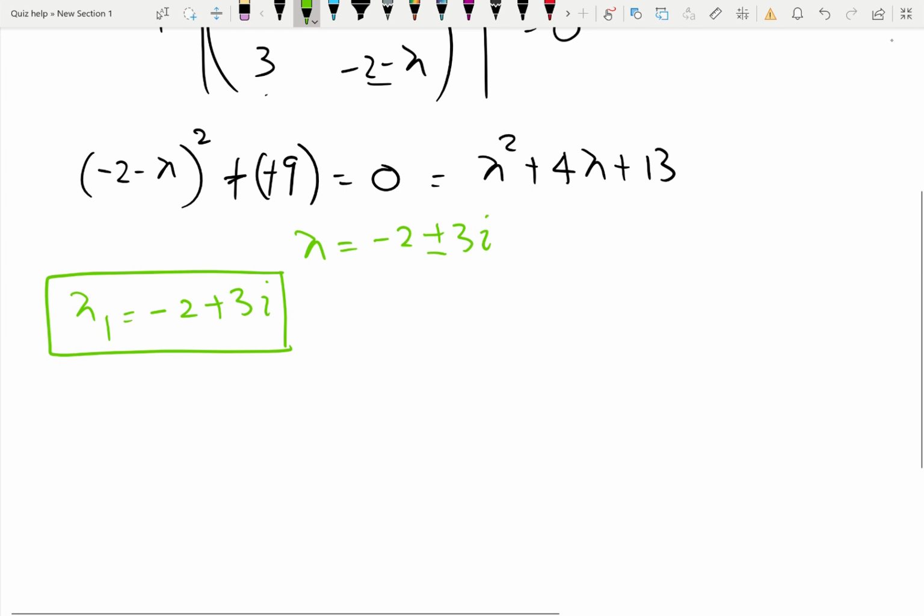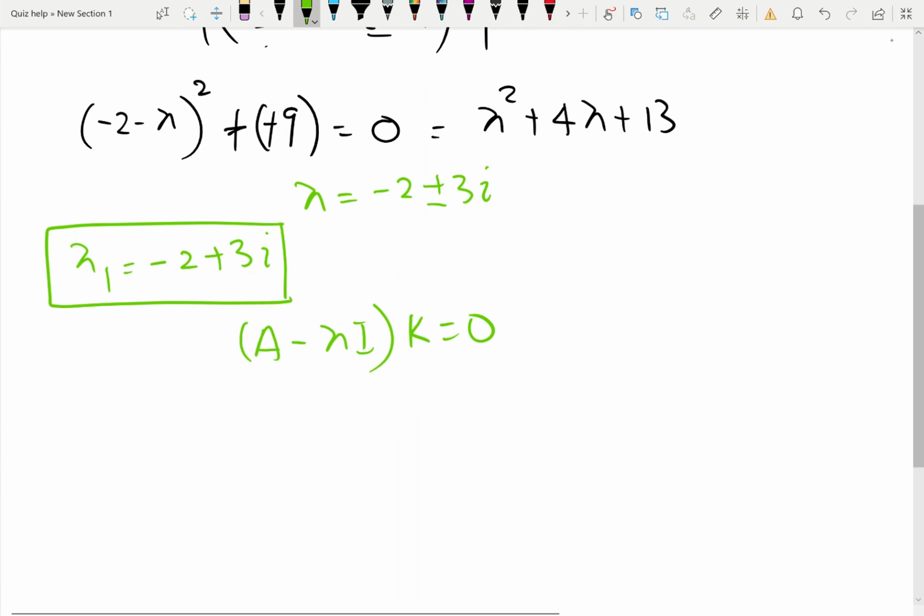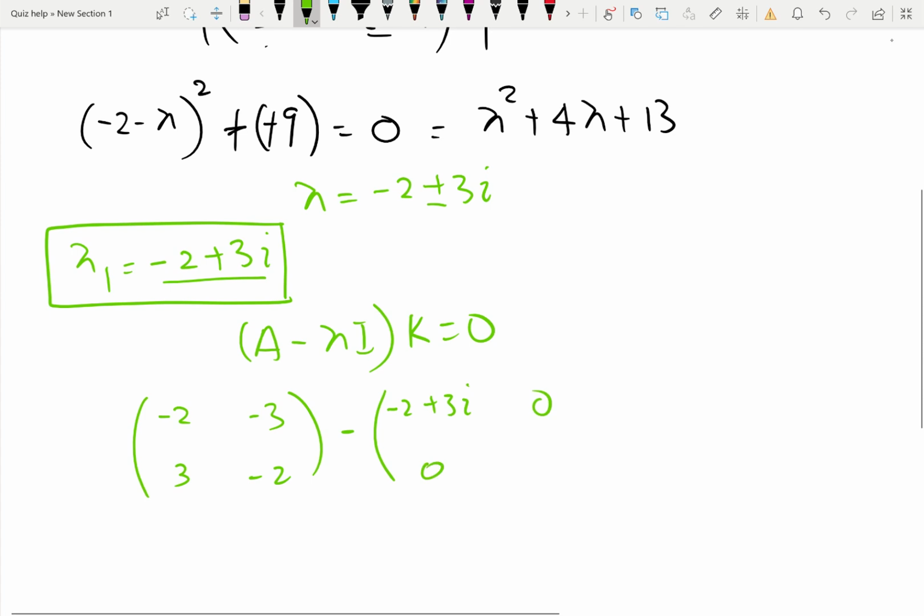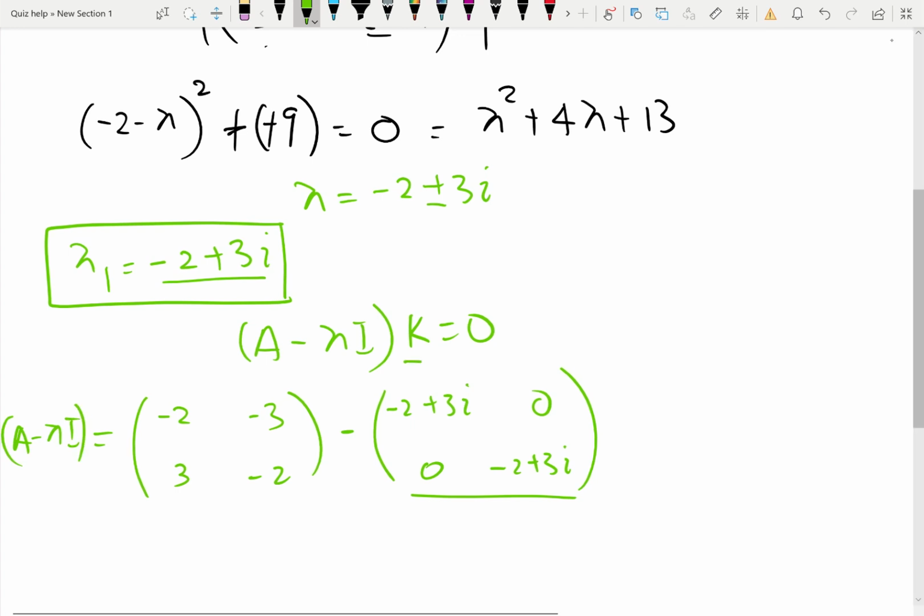To find the eigenvector, we have to solve the equation A minus lambda I times k is equal to 0. So A is really -2, -3, 3, -2, minus, now lambda is this complex number, lambda times I is -2 plus 3i, 0, 0, -2 plus 3i, right? So this is lambda times I. I'm just trying to find the A minus lambda I matrix. Still we are not dealing with this k.